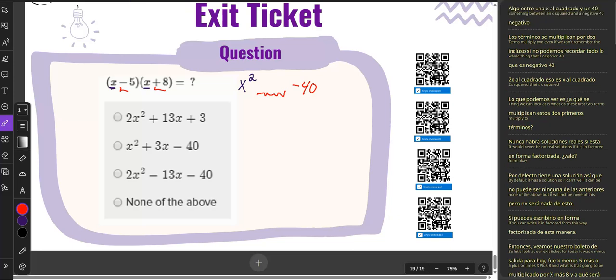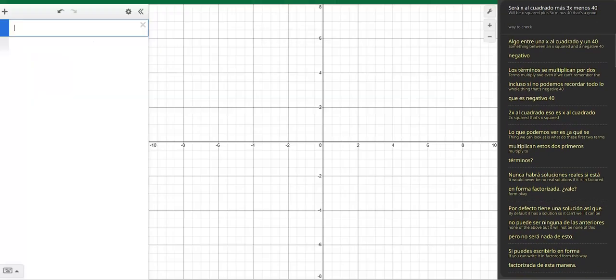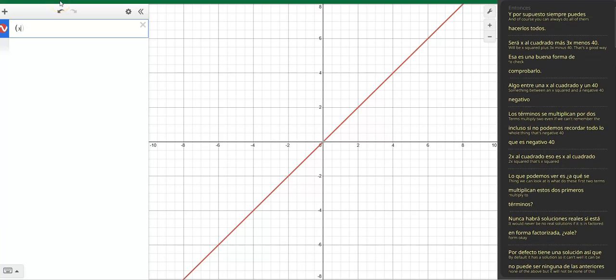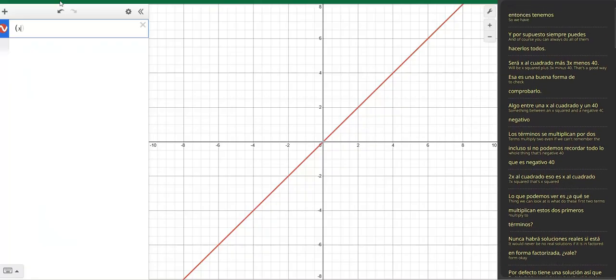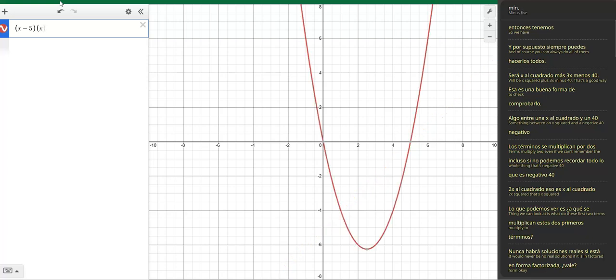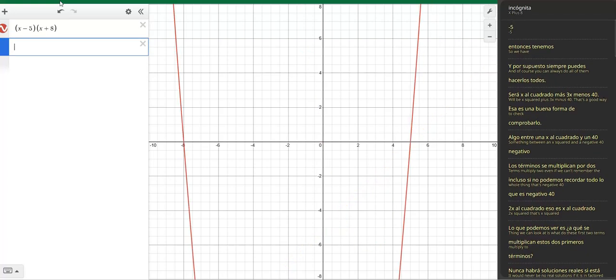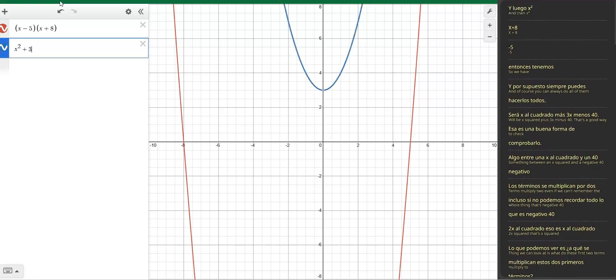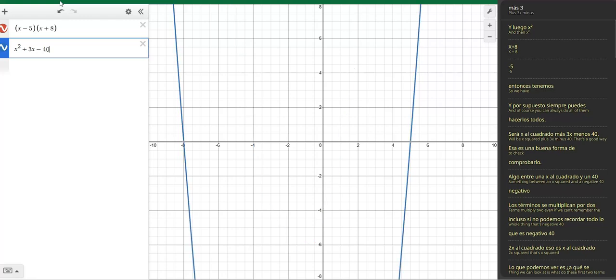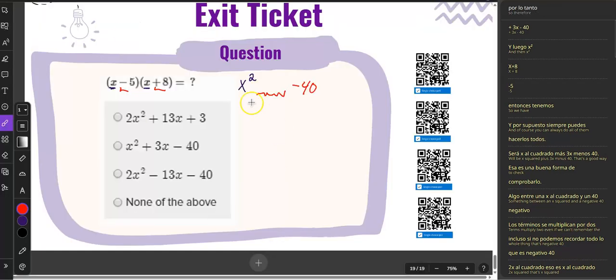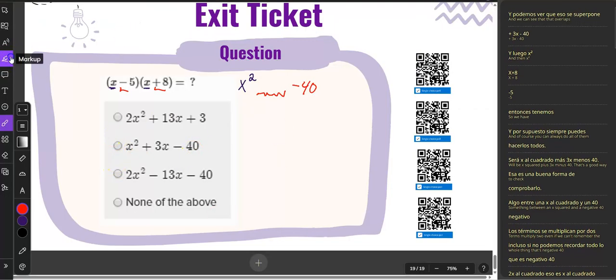And of course, you can always do all of them. So we have x minus 5, x plus 8, and then x squared plus 3x minus 40. And we can see that that overlaps. So therefore, that is our answer.